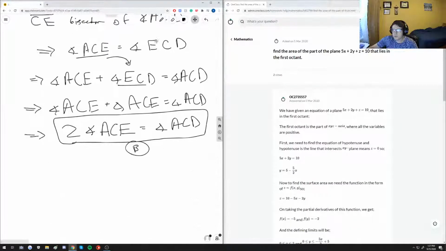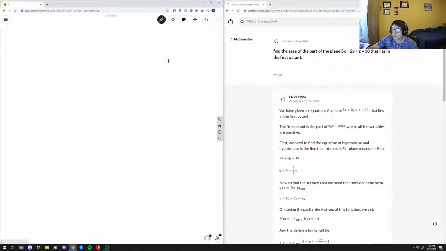Okay, so let's move the last problem up a little bit. Now we're going to find the area of the part of the plane 5x plus 2y plus z is equal to 10 that lies in the first octant. So we're going to have 5x plus 2y plus z is equal to 10, and we want to find the part of the plane that's in the first octant.